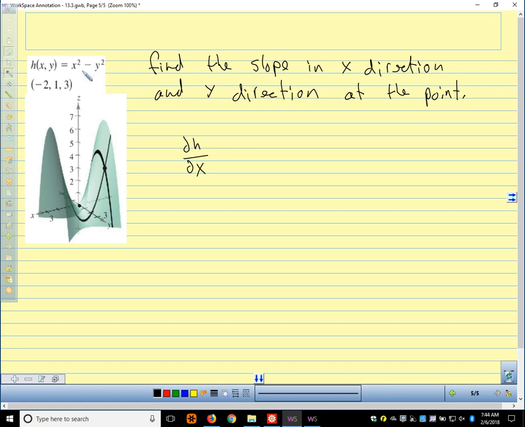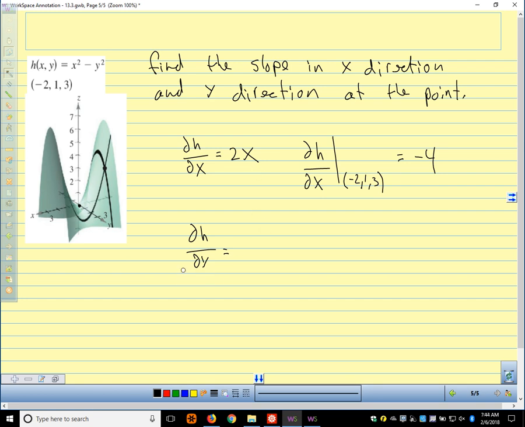So what do we get? 2x. Y is a constant, and the derivative of a constant is just 0. So the slope is 2x. My notation would be the partial with respect to x at negative 2, 1, 3. We're just plugging in x equals negative 2 here. We would get negative 4. We expected it to be negative, and there it is.